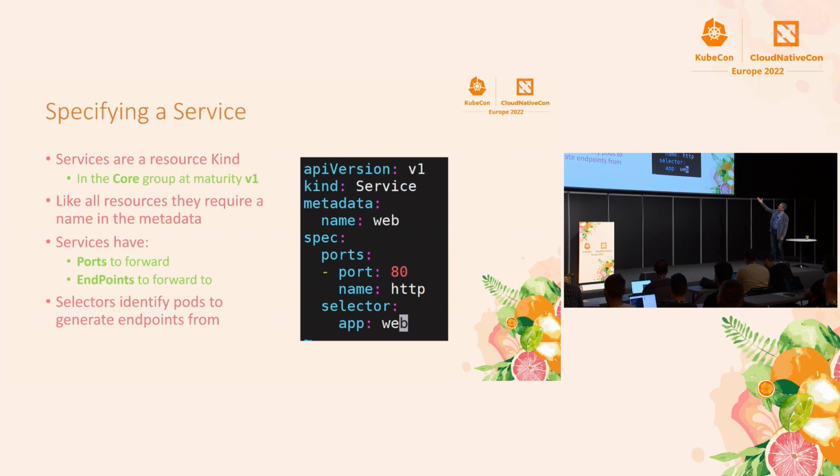So this is a service. It's a very simple one. It has a name, web. It has a port, 80. The port has a name too. And in case you have multiple ports, you can use SRV records in DNS to discover which ones are which and stuff. And then we have a selector that says, hey, any pod that has the label key app value web gets this traffic. Right?